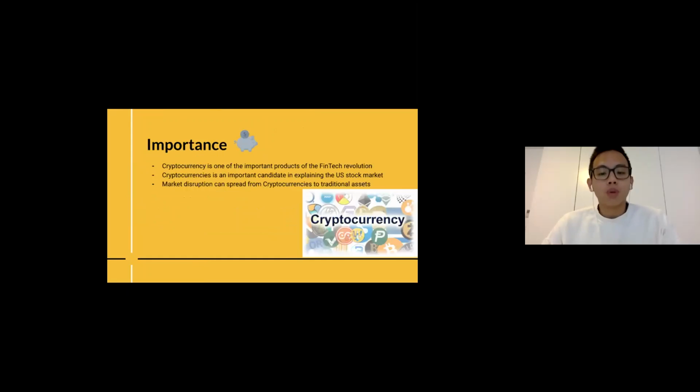Our research is important because cryptocurrencies are one of the important products of the fintech revolution and a crucial candidate in explaining the US stock market. Market disruption can also spread from cryptocurrencies to traditional assets like gold and commodities. Seeing how cryptocurrency has such a ripple effect, it is important to do more research on it.